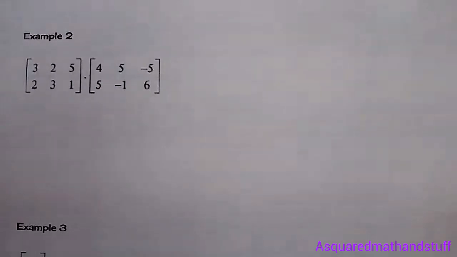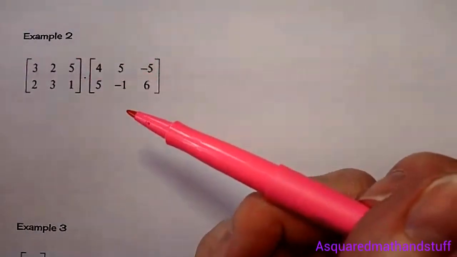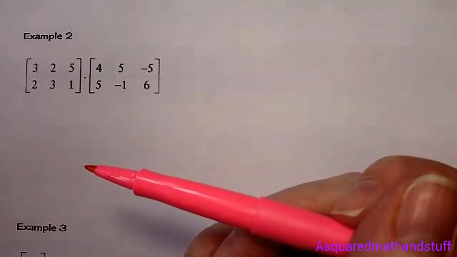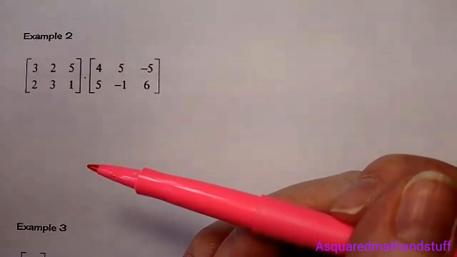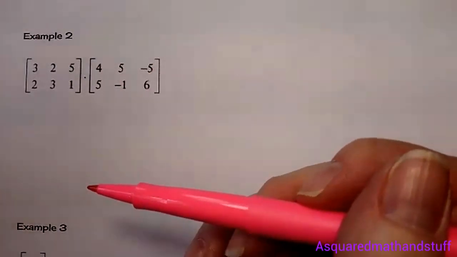In this example, we are going to continue working with matrix multiplication. We're going to start with example 2 because in my previous video, I showed you two different methods, well, essentially the same method, but different ways of setting up how to solve for matrix multiplication. So let's go ahead and continue on with the examples.